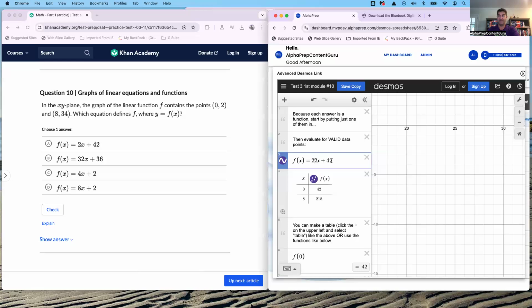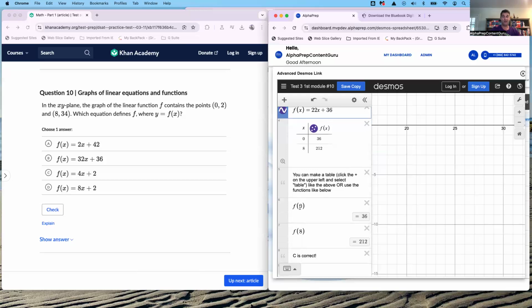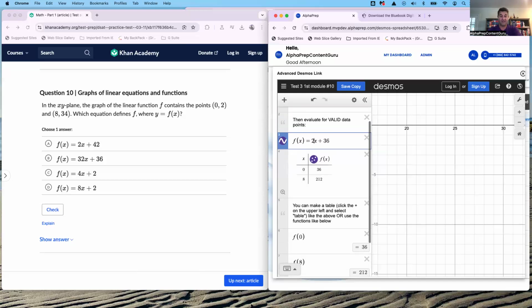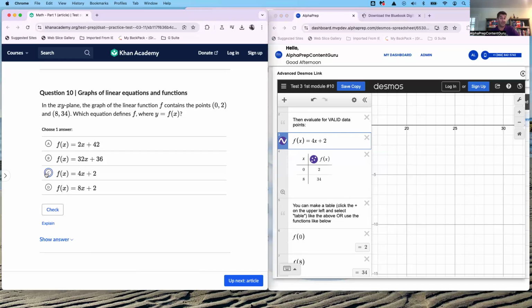But as I change this, notice how these change too. That's pretty cool. So the idea is that I can do that over and over again, and this is still not the answer. You'll also notice that down here, whether I do f(0) and f(8), if I've defined a function, these are going to give me the same values that these gave me. So what's cool about that is that I can just stroll on through and check each answer until I get what I need. So in this case, when x is 0, y is 2, and x is 8, y is 34, I have my answer, it's C.